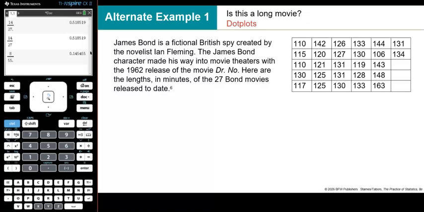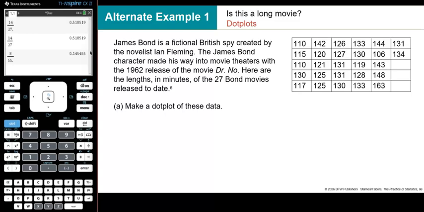James Bond is a fictional British spy created by the novelist Ian Fleming. The James Bond character made his way into the movie theaters in 1962 with Dr. No. I think I've seen that one. Here are the lengths in minutes of the 27 Bond movies released to date. I don't know if those are in order or not, but that's okay. We'll put them in order when you make the dot plot. Make a dot plot of these data.